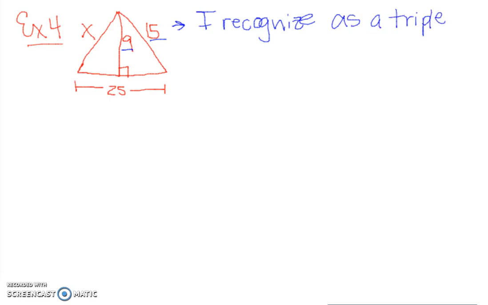Okay, so how do I know it's a triple? Well, I see 9, I'm missing a side, and I know 15 has to go on the end because it's the hypotenuse. And what I'm going to do is I see that 9 and 15 could be divided by 3. So if I divide everything by 3, I get 3, blank, and then 5. Ooh, well, I remember I had a triple that was 3, 4, 5. So the missing side is 4.